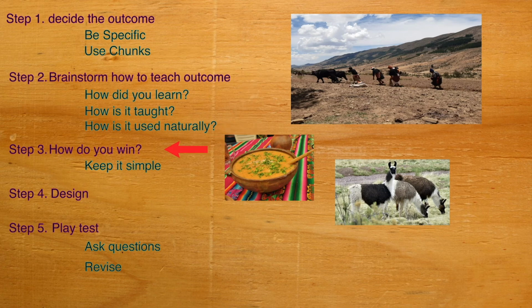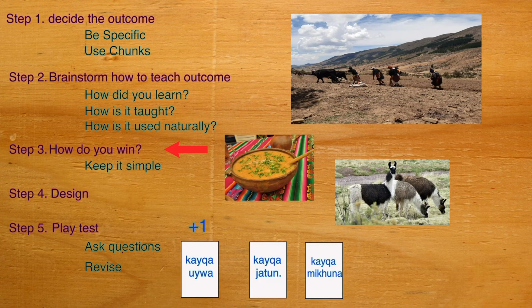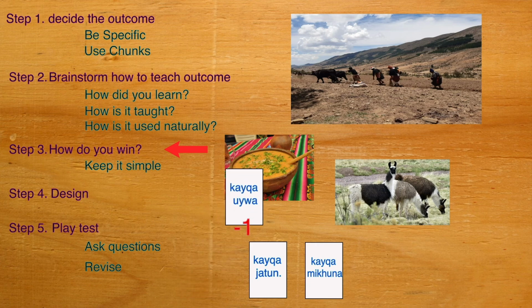Step 3, how do players win? We thought cards could be worth points. Every card that was played right would earn a player a point, and the player that got to 10 points the quickest was the winner. We also didn't want players to just guess, so we thought if players played a card wrong, they would lose a point. This way, they would want to try and remember what each description meant.